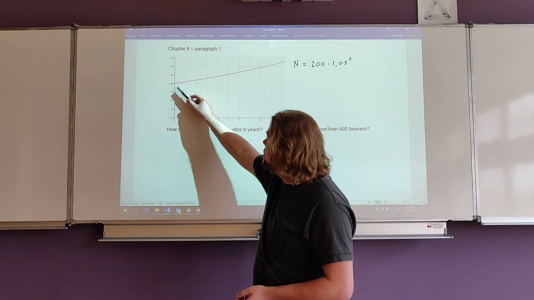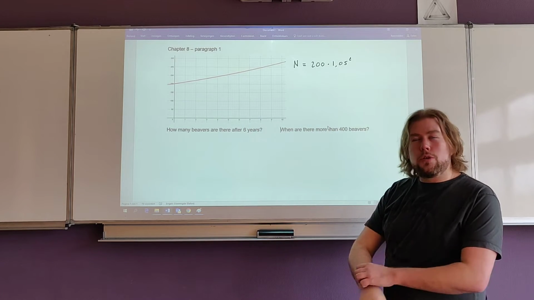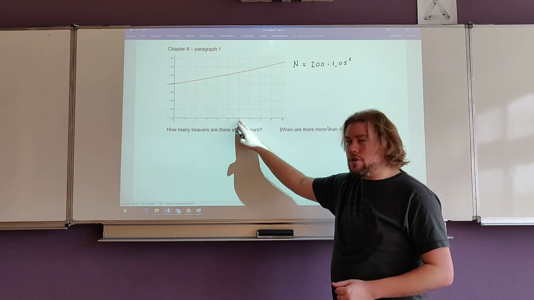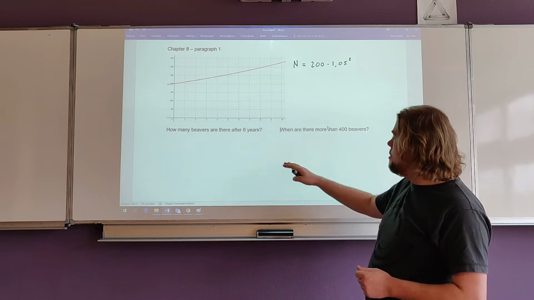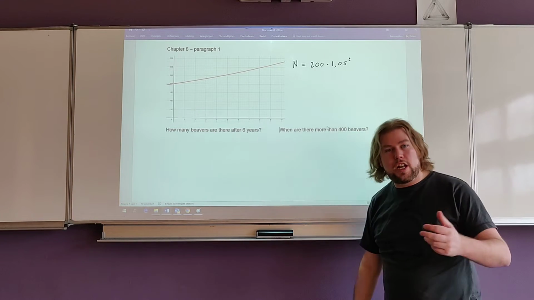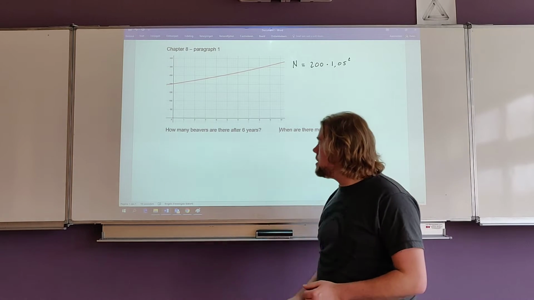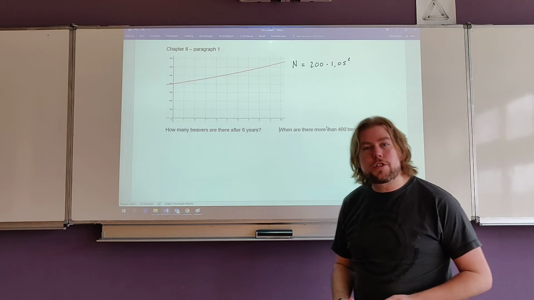It starts here at 200 and then it goes up. And then here you can see how much it is. But we're not going to read it from this graph. Also, these numbers are really small, so I don't think you can see them. I'm going to show you how to calculate these two main questions that you can have when we talk about exponential growth. The first question is, how many beavers are there after 6 years?